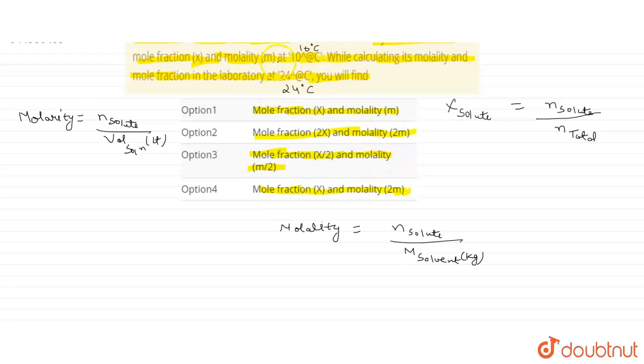So initially we have 10 degrees Celsius and we have mole fraction X and molality M, and at 24 degrees Celsius we are changing the temperature, but mole fraction and molality do not depend on temperature. So on changing the temperature, these quantities remain the same. So the molality and mole fraction at 24 degrees Celsius will also be X and M, same as before. So mole fraction and molality remain the same. So the first option will be the correct option.